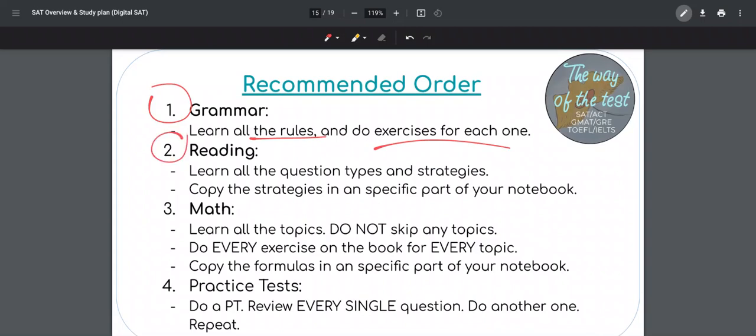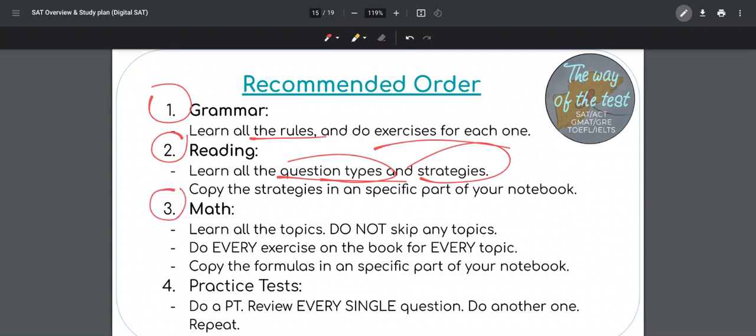Then I recommend that you continue with reading. In this case, you're just going to learn all the question types, and then you're just going to learn the strategies. Remember, this is not really about how well you read. This is just learning which question types are going to be answered with which specific answers, which specific strategies.